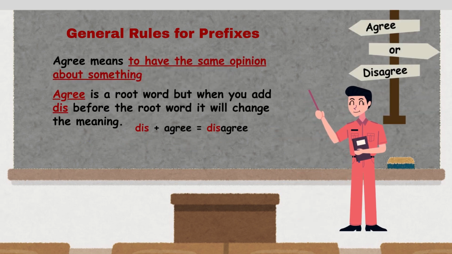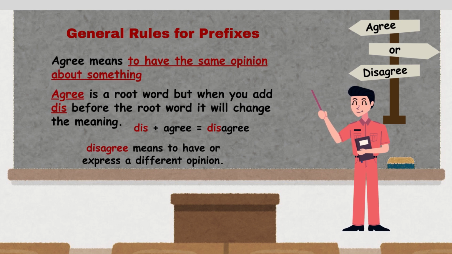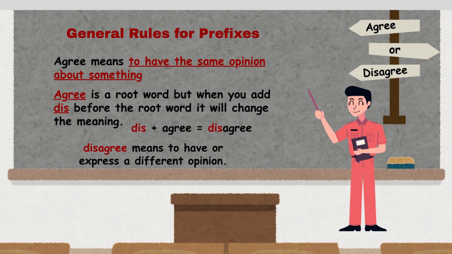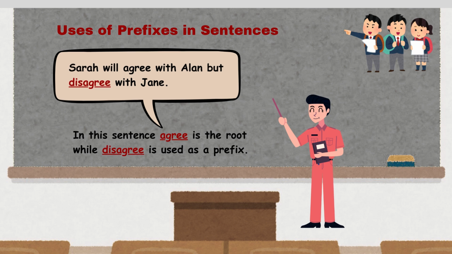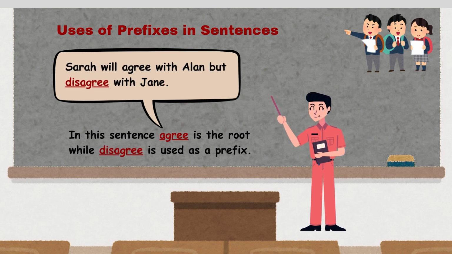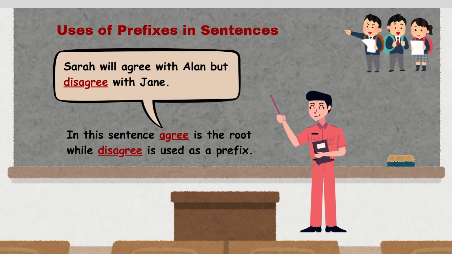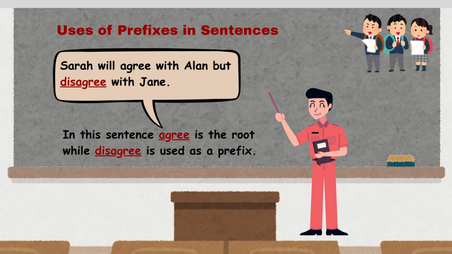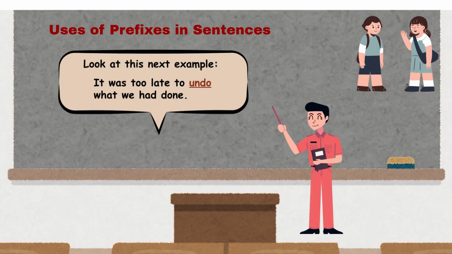Agree means to have the same opinion about something. In this sentence, agree is a root word, but when you add dis before the root word, it will change the meaning. Uses of prefixes in sentences. Sarah will agree with Alan but disagree with Jane. In this sentence, agree is the root while disagree is used as a prefix.